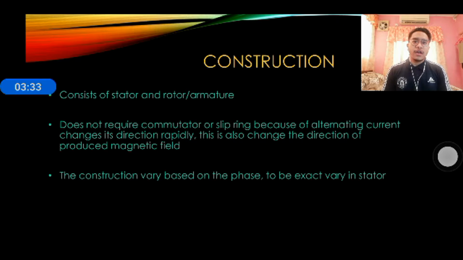The construction of the induction AC motor consists of two main parts: the rotor or armature, and the stator. Induction AC motor does not require a commutator or slip ring as in an AC generator, because the alternating current changes its direction rapidly, so it also changes the direction of the produced magnetic field. The construction varies based on the phase, to be exact, it varies in the stator.